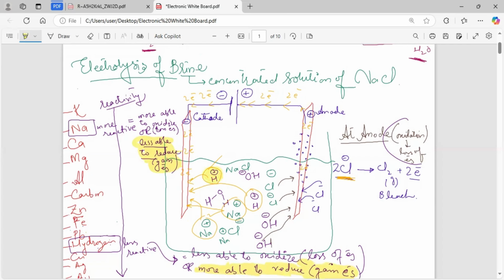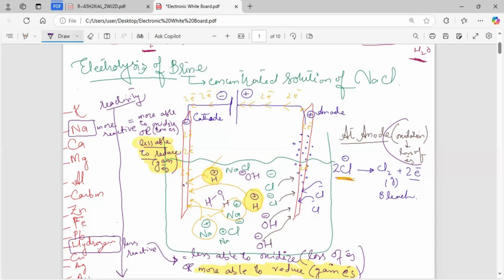Hydrogen will gain electrons to form hydrogen gas. Hydrogen will first gain electrons at the cathode and will be reduced to form hydrogen gas. Is it clear? And sodium will not be produced. So there will also be some bubbles forming at the cathode, and those bubbles will be of hydrogen, and we can use hydrogen in margarine to convert oil into ghee. Whereas the chlorine gas, we can use in making bleach.